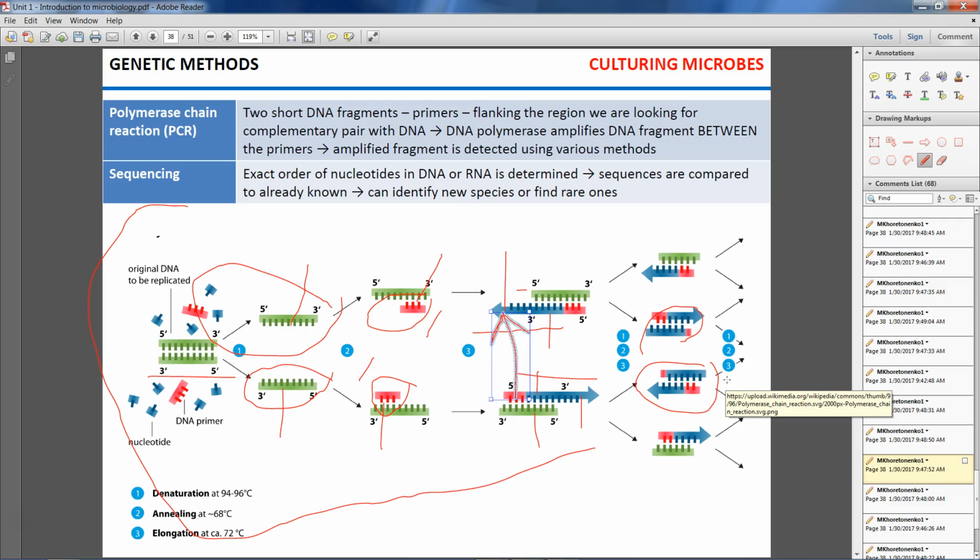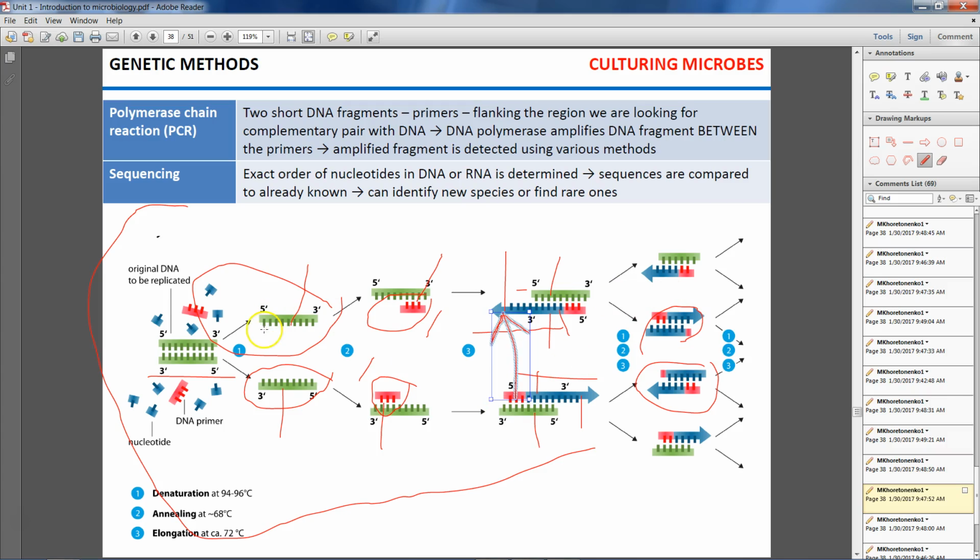So in each round, you're going to split these two apart. Primers will bind to old and new strands, and DNA polymerase will amplify them, and with each round, you're going to have twice as many DNA molecules as you had in the previous round.